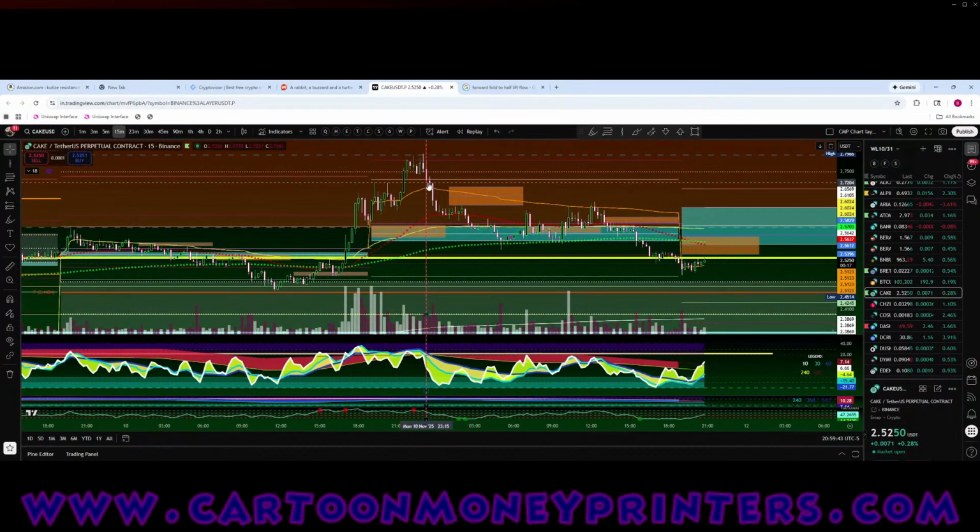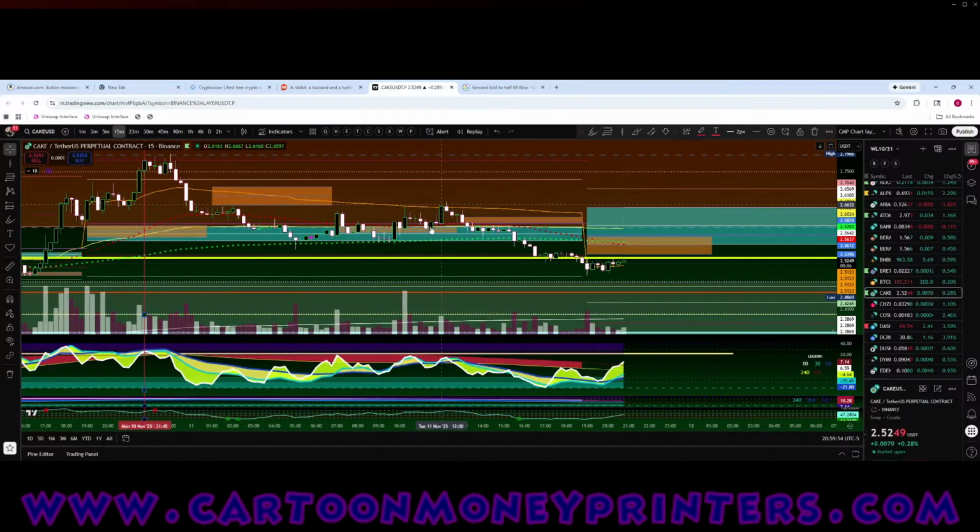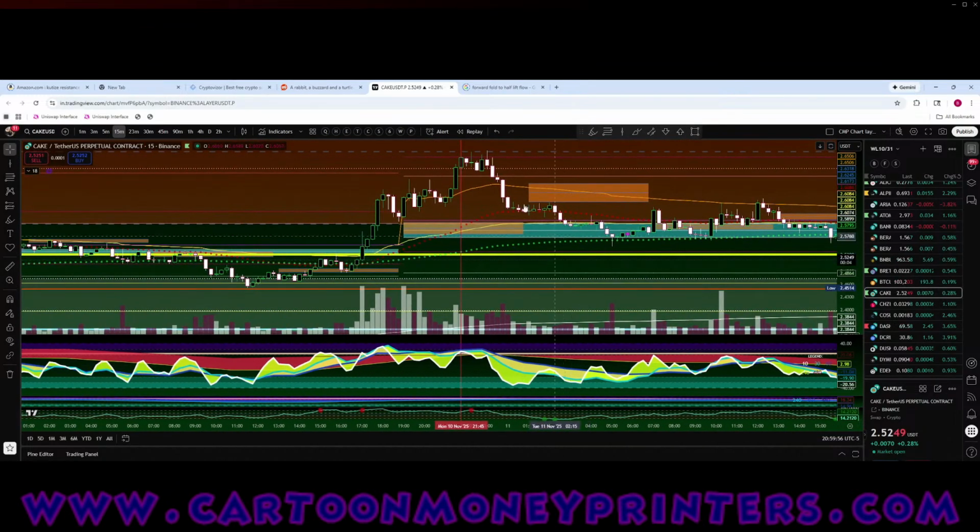So at this juncture, it was a rejection of the monthly pivot, and it was also a three inside down right here. Let me make the candles a little bit bigger.